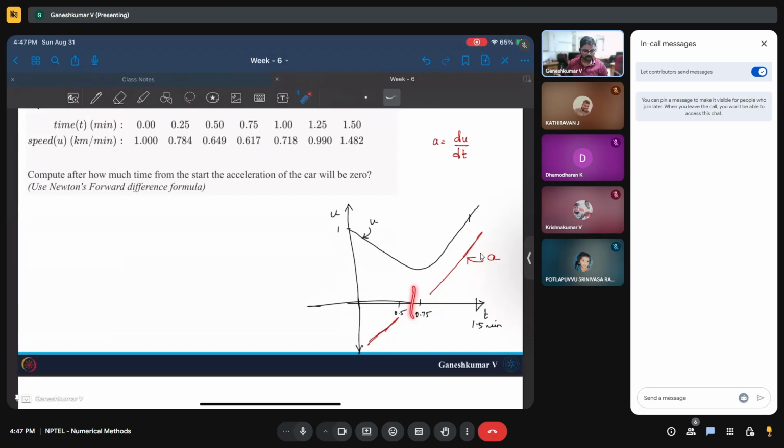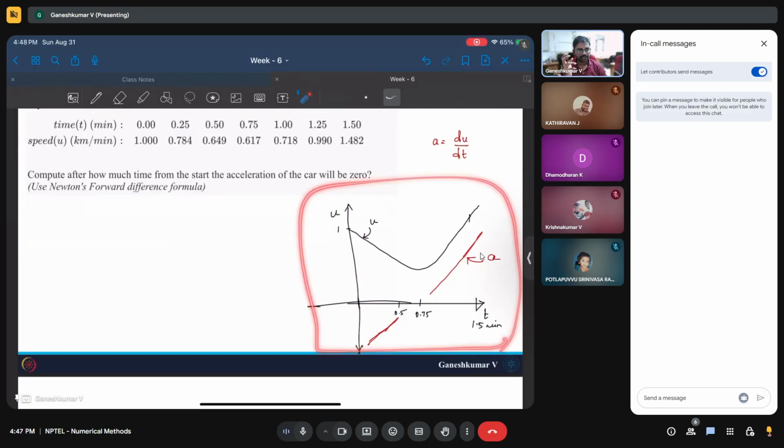At what point you are getting a to be 0 is what you need to find out, and that point will correspond to du by dt being 0. So basically what we were asked to find is we need to differentiate this, find du by dt, equate that to 0, and find the time. They have asked it in a more physical way. We will use this understanding because we are using forward difference. We need to find what x naught, x p and h should be, right?